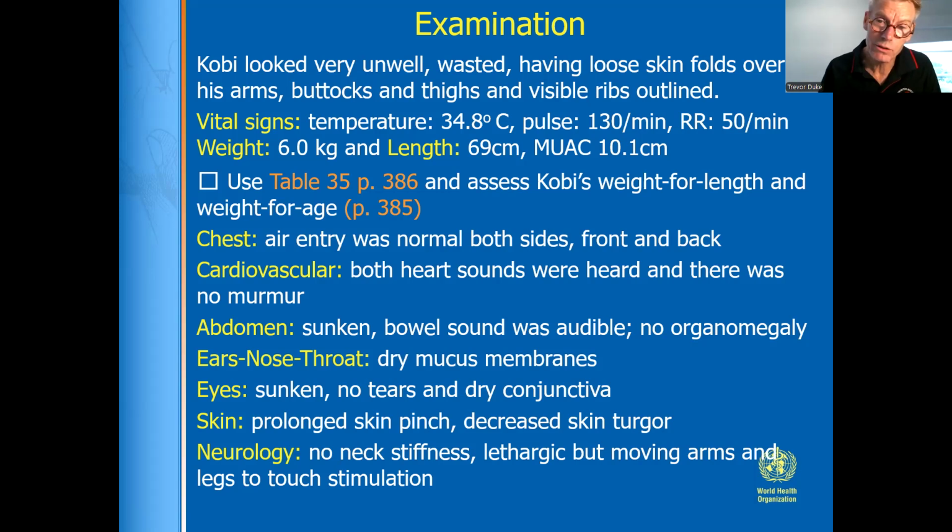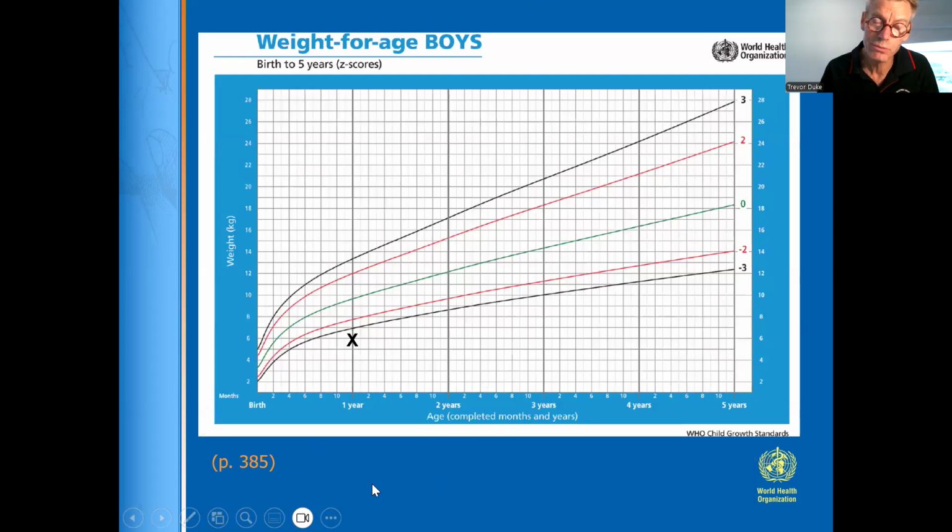He had no neck stiffness, but he was quite lethargic and moving his arms and legs to touch, and you can imagine how lethargic he was. This was his weight for age. If you look on page 385, you'll see the weight for age chart for boys, and his weight for age suggests that he's substantially less than -3 standard deviations below the mean.